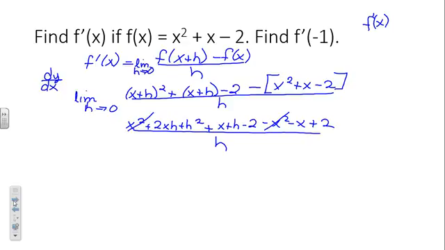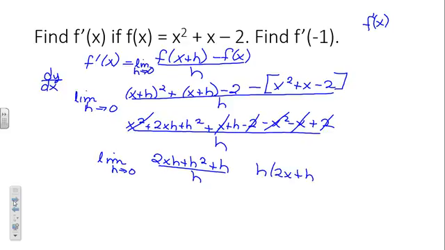The x squareds are gone. We have a positive x and a negative x, they're gone. A positive 2 and a negative 2, they're gone. So what are we left with? Plus an h, right? There's another h now. So we've got a 2xh plus h squared plus h all over h. How does that factor? Good. h times 2x plus h plus 1 over h.